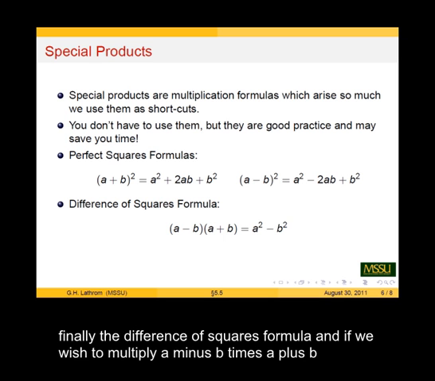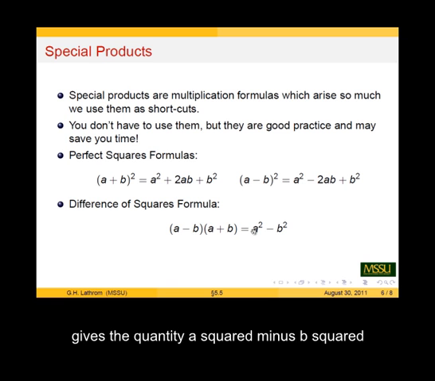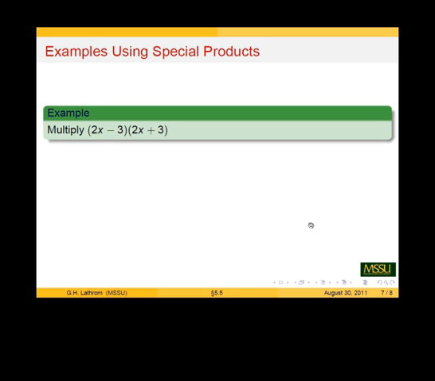Finally, the difference of squares formula: if we wish to multiply the quantity a minus b times the quantity a plus b, that is nothing more than a squared minus b squared.